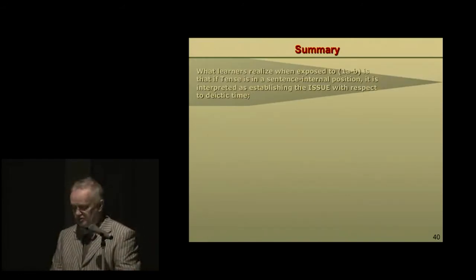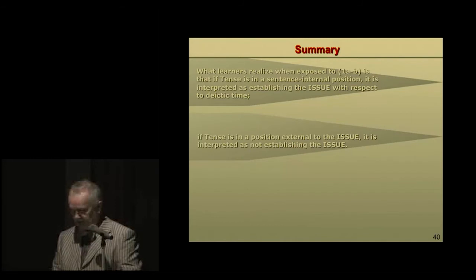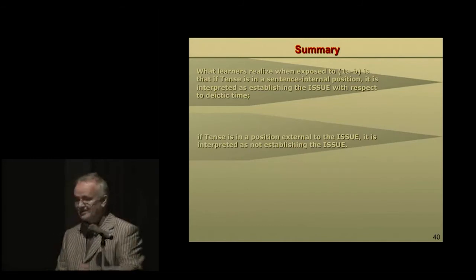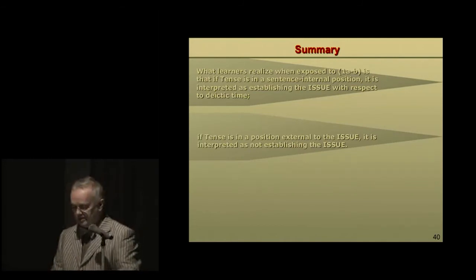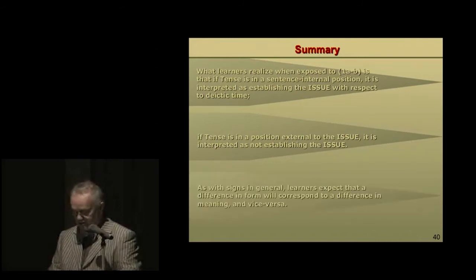So to summarize, what learners realize when exposed to 1a and 1b, or any similar pair, is that if tense is in a syntactic sentence internal position, it is interpreted as establishing the issue with respect to deictic time. It's the kind of thing that we have to do constantly in languages to figure out, like in the John saw Mary example. Okay, it's just that the elements here are tense and issue. It's their correlation we're looking at. If tense is in a position external to the issue, it's interpreted as not establishing the issue.